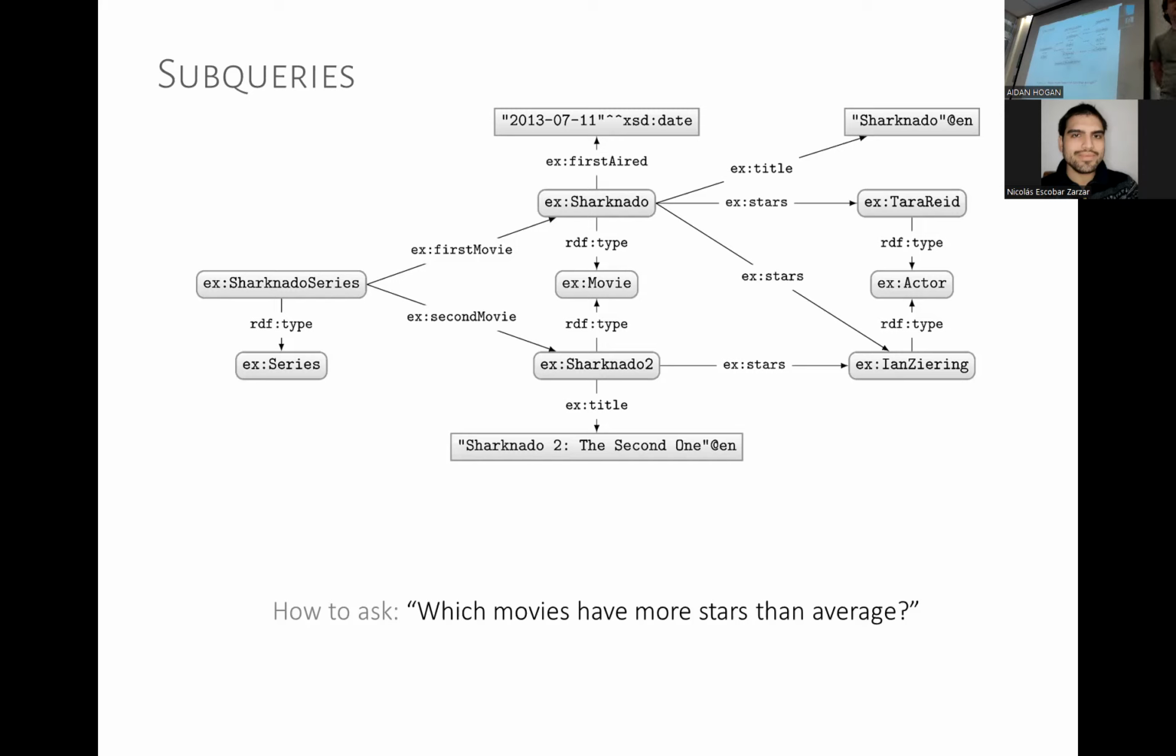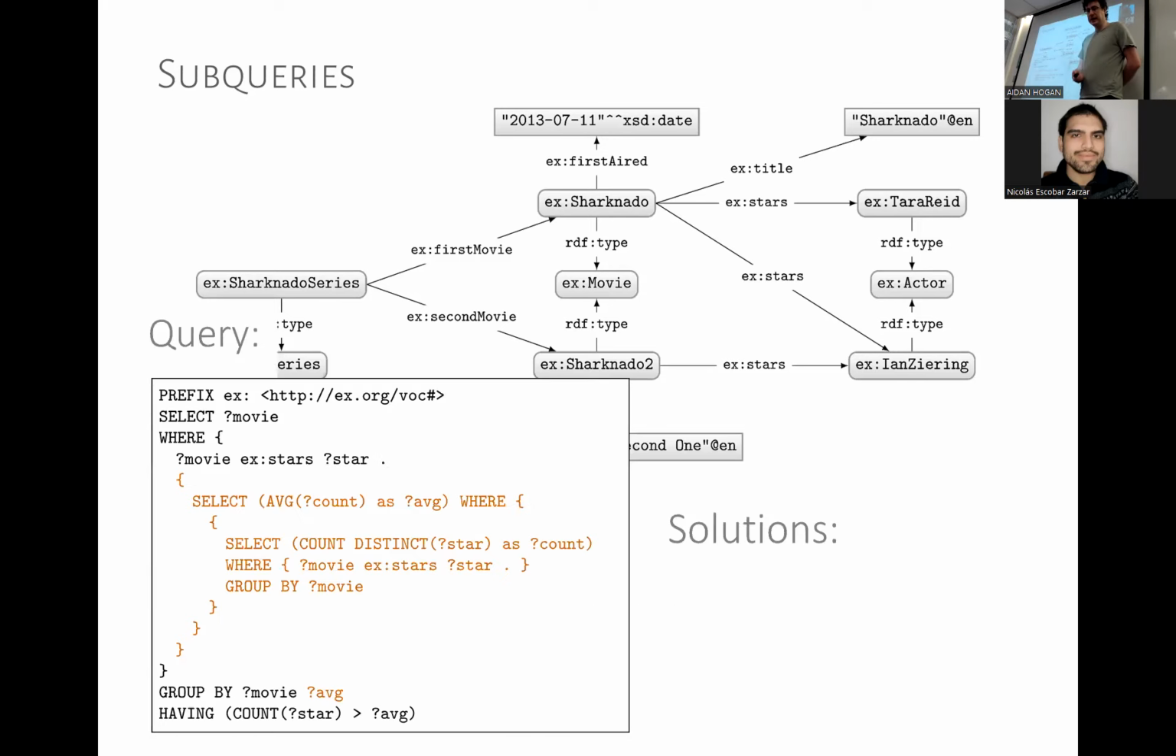The first thing would be to count how many stars each movie has. Then we take the average of those counts. And now we need to filter outside again. So we need to count the movies again and then see which movies have more stars than the average that we computed. So in this case, the solution has 3 levels of where. It has a subquery and a subquery. So we count how many stars there are per movie.